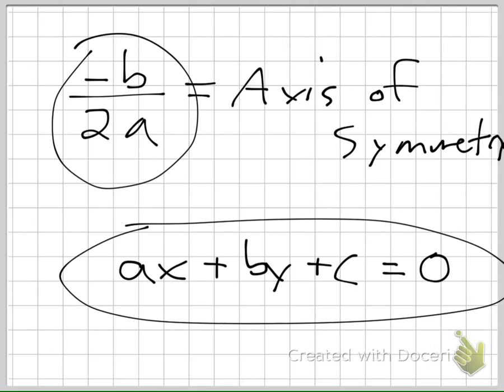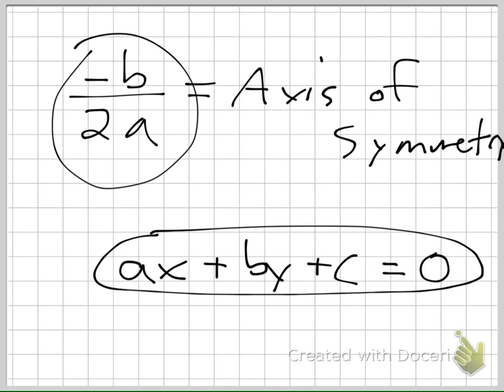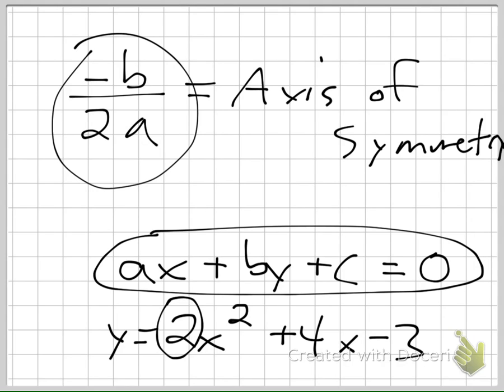So, if I give you a quadratic, let me see, they give us one here. y equals 2x squared plus 4x minus 3, right? You can look at this and go, okay, all right. Which one is A? The 2. Which one is B? The 4. Which one is C? Negative 3. Right? You're looking at it, okay?